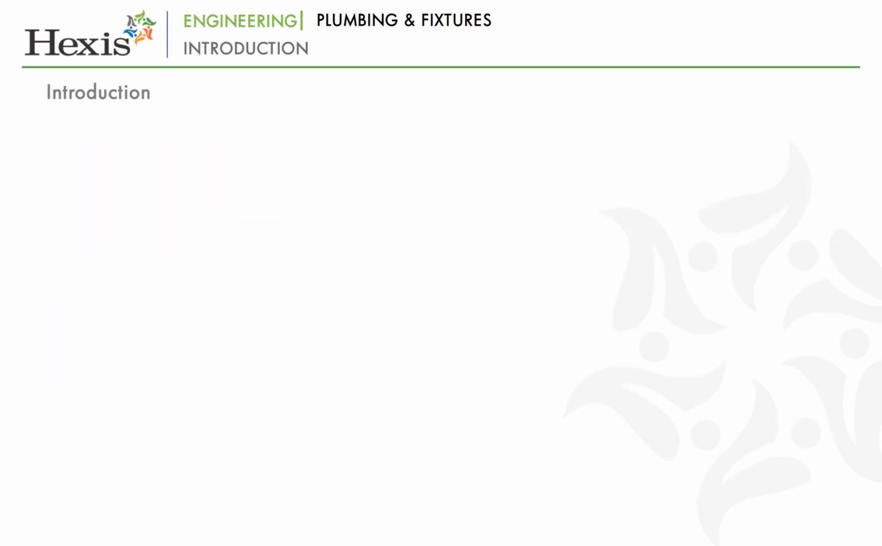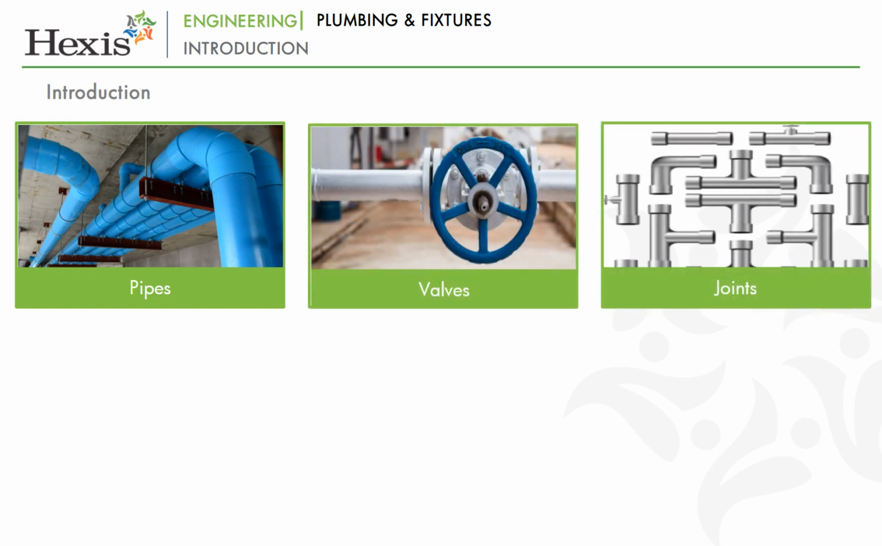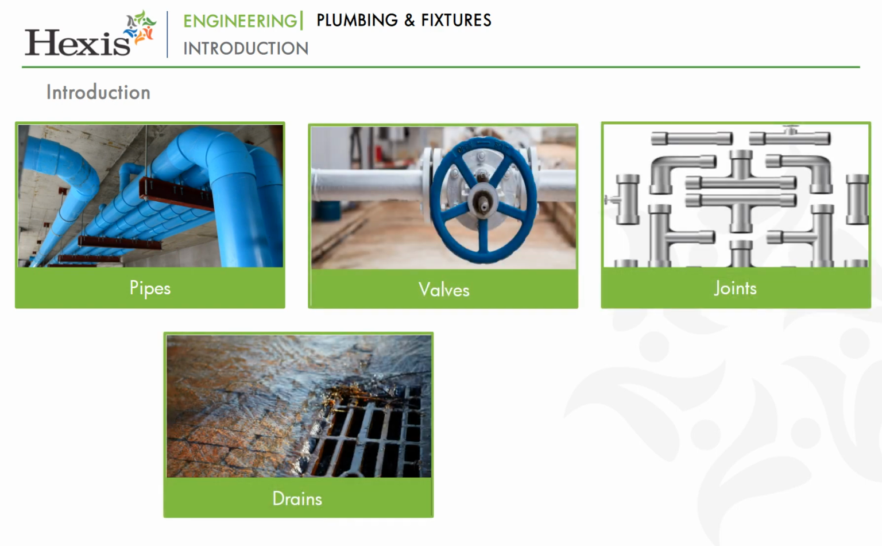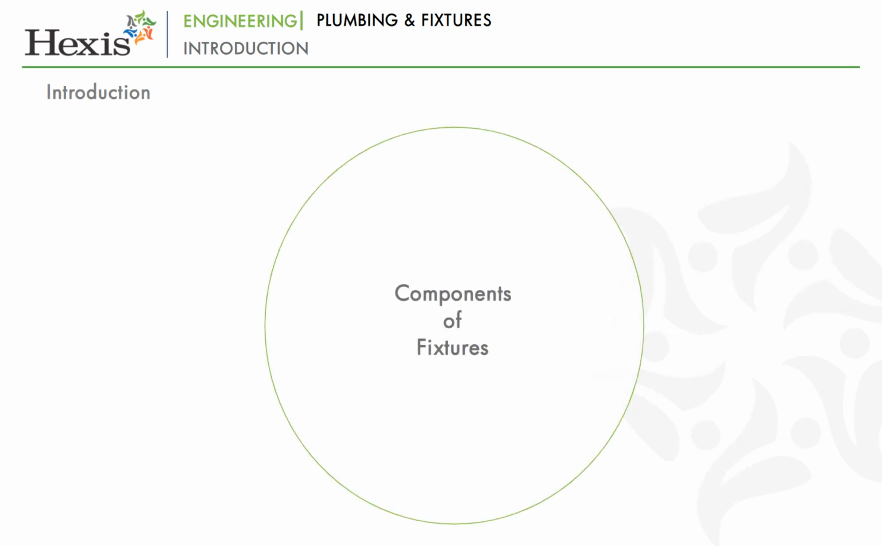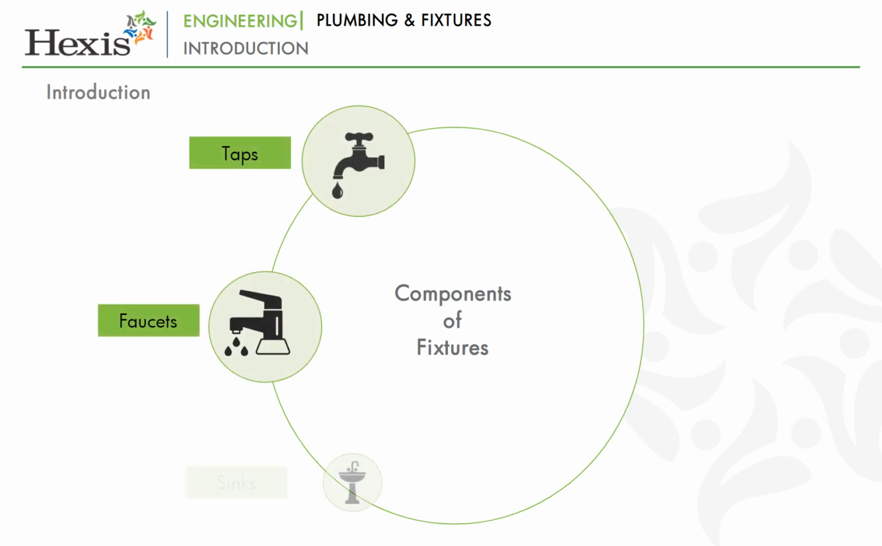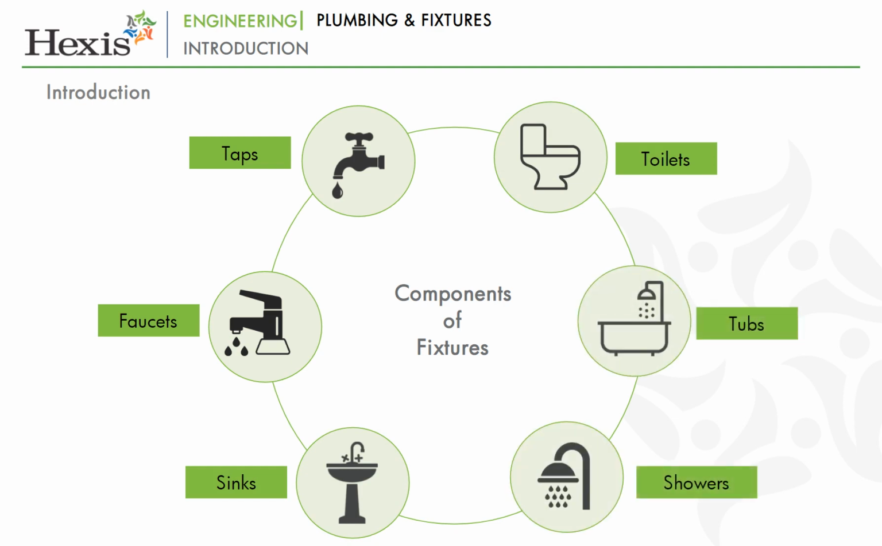The various components used in the plumbing system are pipes, valves, joints, that is pipe fittings, drains, and traps. The components of fixtures are taps, faucets, sinks, toilets, tubs, showers, etc. We will take a closer look at all these components later in this module.